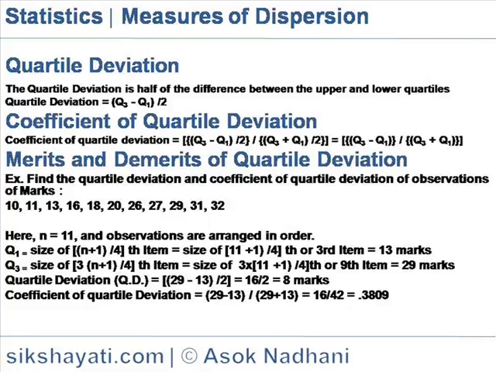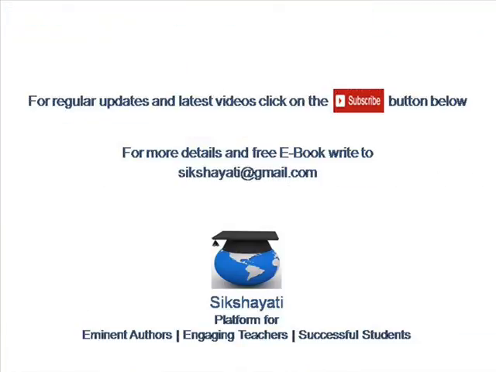So quartile deviation is equal to (29 - 13)/2, that is 16/2, which is equal to 8 marks. So the coefficient of quartile deviation is (29 - 13)/(29 + 13), which is equal to 16/42, which is equal to 0.3809.